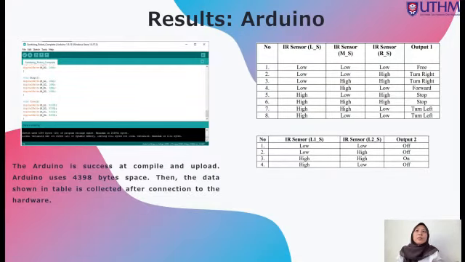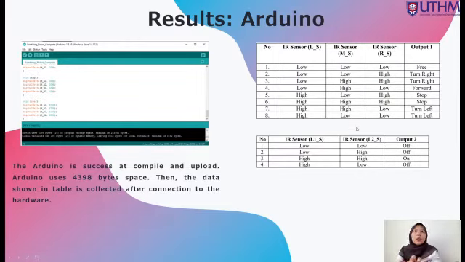Next we will discuss the result on the Arduino. So for the Arduino, first we need to compile and upload, and here we compile and upload, and then we can see that the Arduino uses 4398 bytes of space. Then the data shown in the table, which is 2 tables, is collected after connection to the hardware.